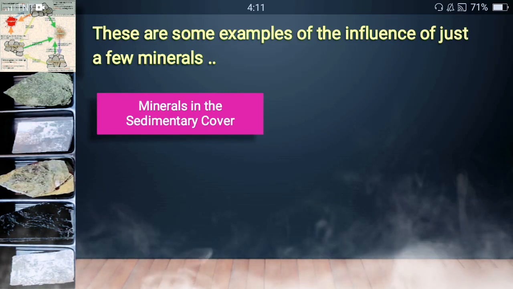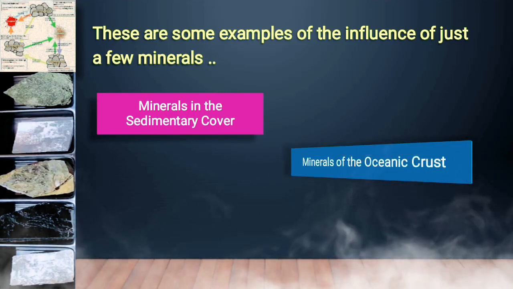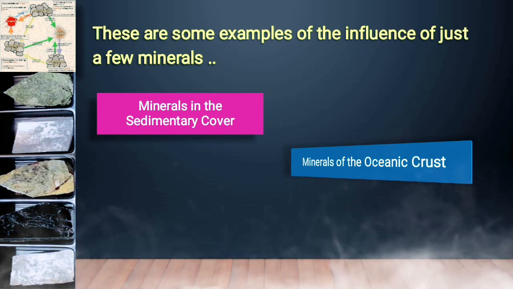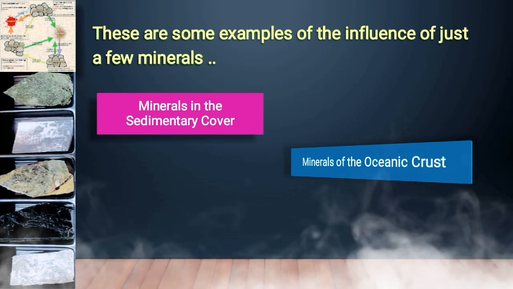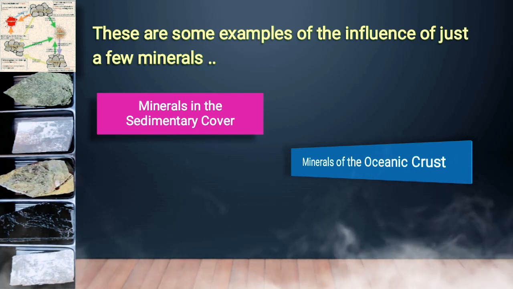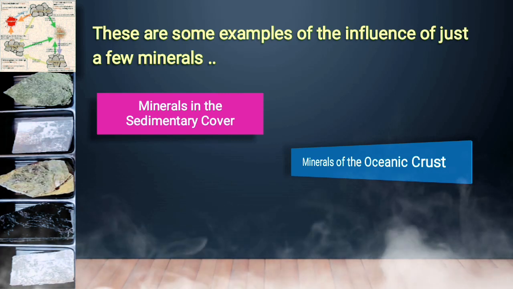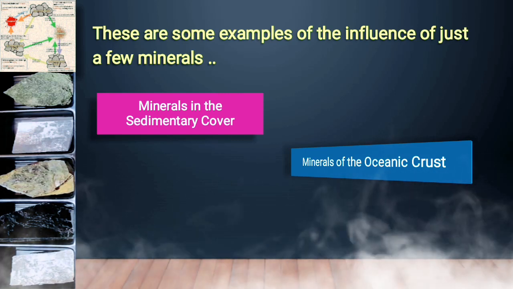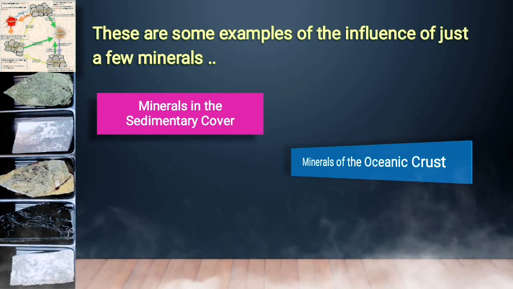Minerals of the oceanic crust. The oceanic crust is mainly composed of basalt and gabbro. These two rock types are made up mainly of plagioclase feldspar and pyroxenes, with smaller amounts of olivine, micas, and amphibole. This small group of minerals makes up most of the rocks of the oceanic crust.